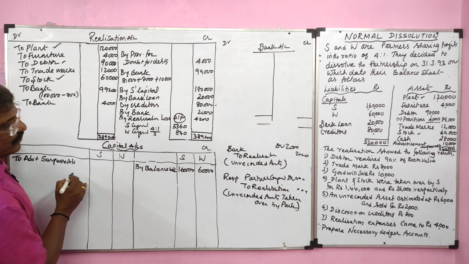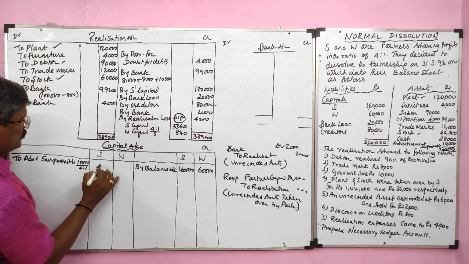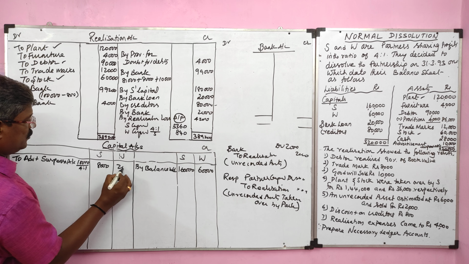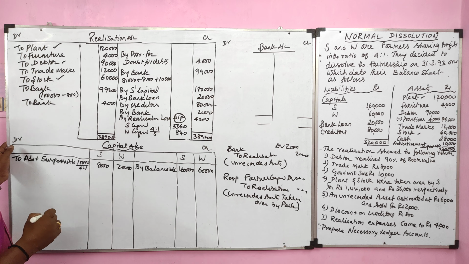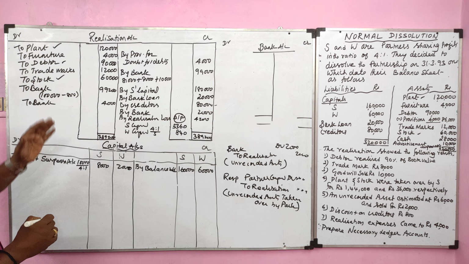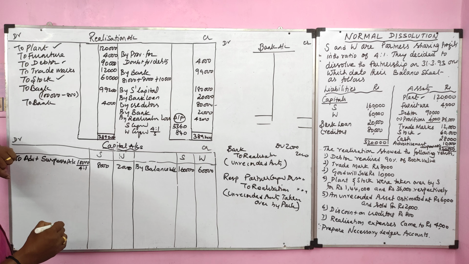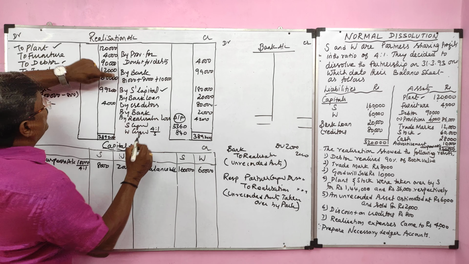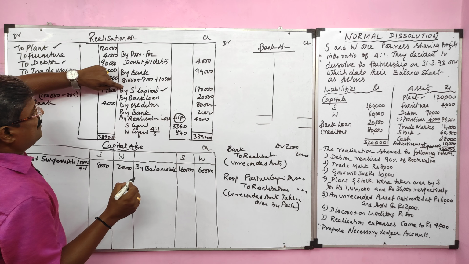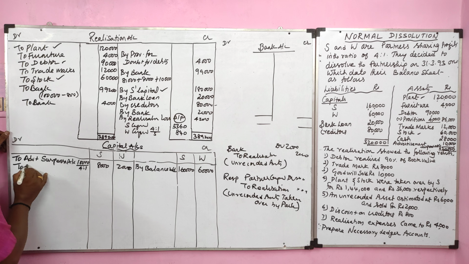The total value 10,000 should be divided in the ratio of 4:1. So 8,000 goes to S, 2,000 goes to W. Then go to the realization account, take the capital. In the debit side, here we do not have any capitals. In the credit side, we have S capital. In realization account, credit side we have S capital, so it will appear in the debit side of capital account as to realization.